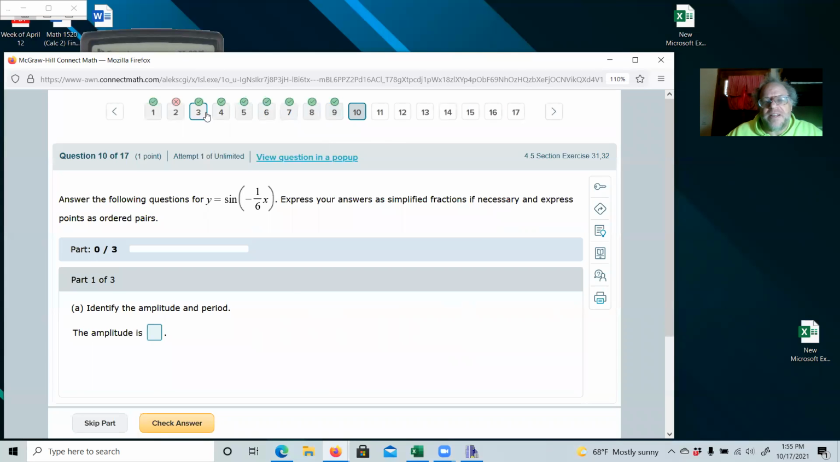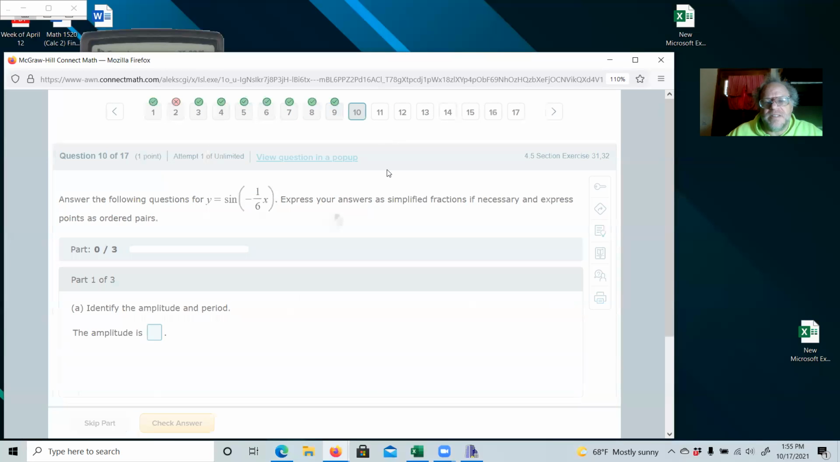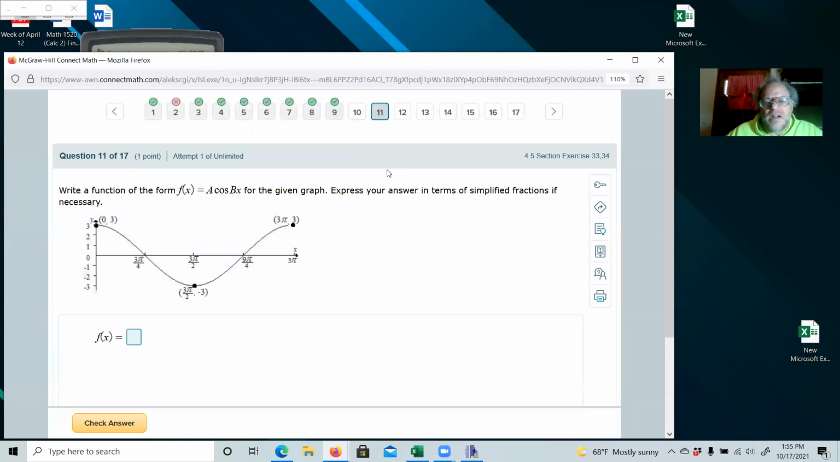Let's see here. I think we did 3 to 9. That's about 6, 7 problems. We're not going to do this one. This is a good problem. I like this one.